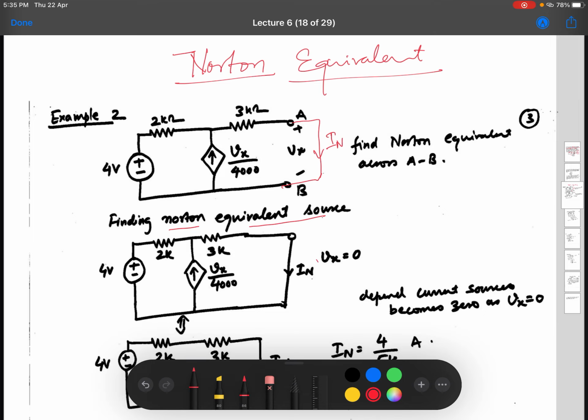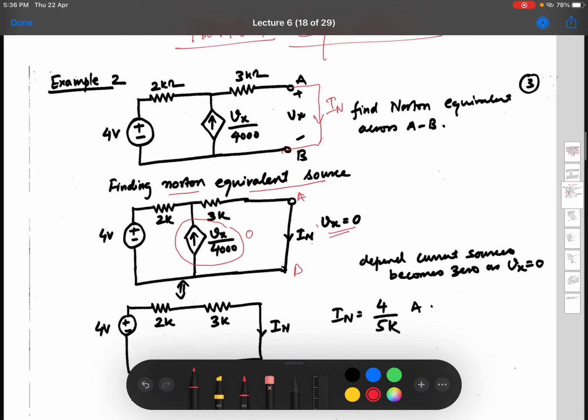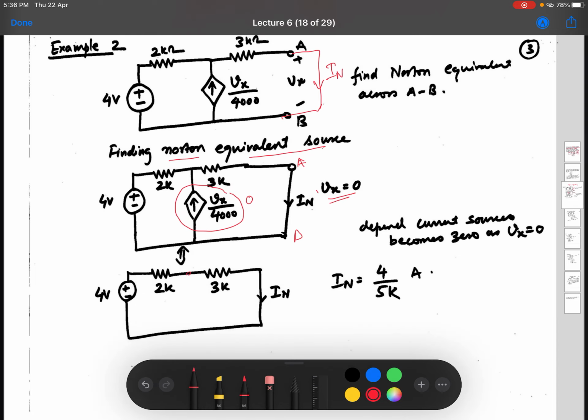And when you short circuit terminals A and B, obviously Vx becomes 0, and this actually goes out of the picture, because Vx is 0. So the current flowing through this is 0, and the current flowing through this is 0, which means it is an open circuit across these two. So this is what you get, and you can now calculate the value of IN. The value of IN is basically 4 upon 5k. This comes straight away in a very simple manner.